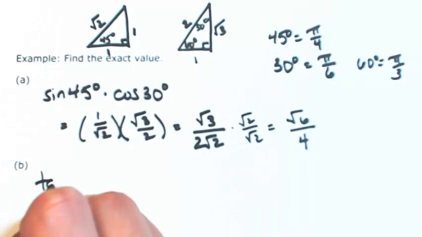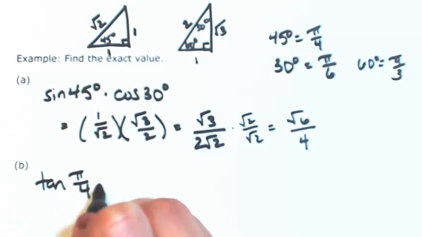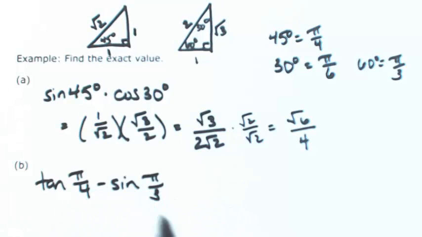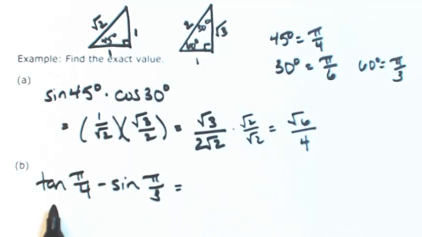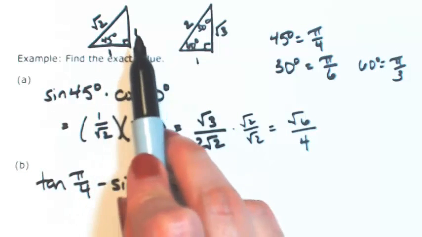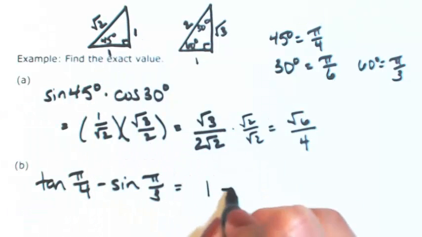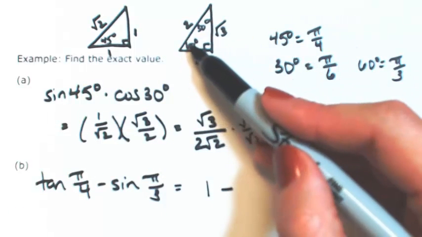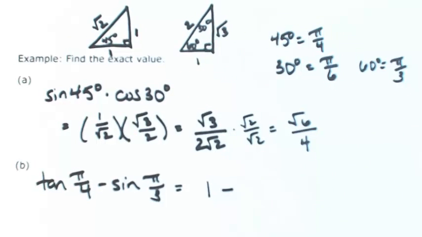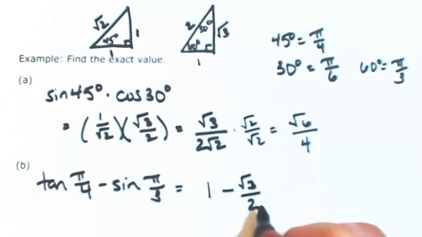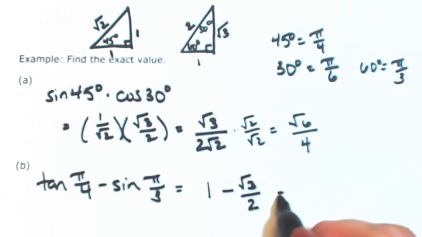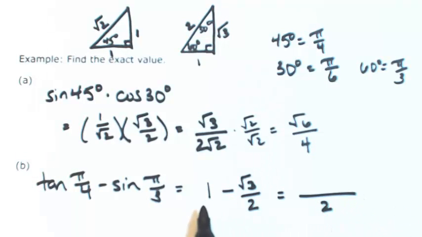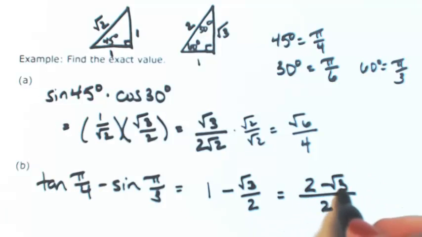So let's say I want to do tangent of pi over 4 minus the sine of pi over 3. So tangent of pi over 4, same thing as tangent of 45 degrees, so opposite over adjacent, that's 1. The sine of pi over 3 is the same thing as sine of 60 degrees, so opposite over hypotenuse, square root of 3 over 2. So then putting this together, I would need a common denominator. Let me use a 2. So 1 is the same thing as 2 divided by 2, so that's 2 minus square root of 3.